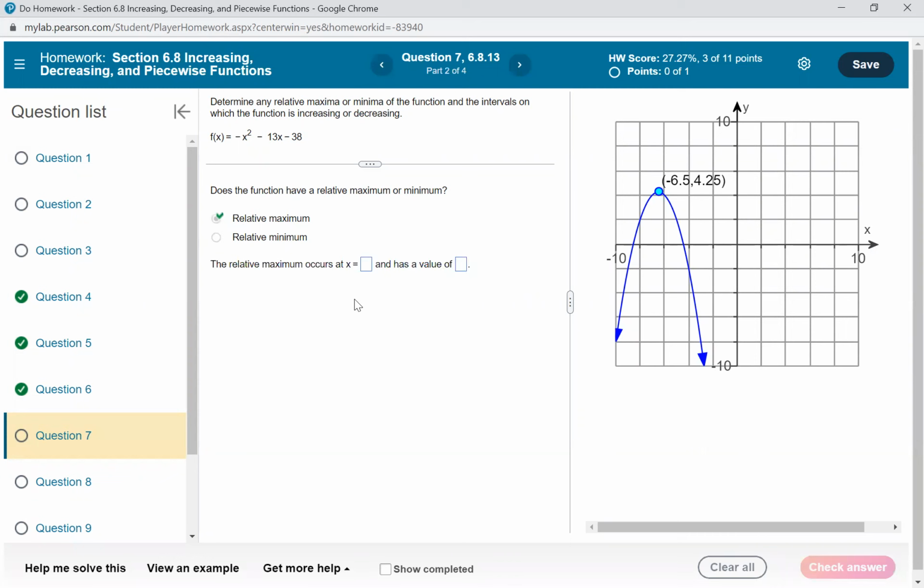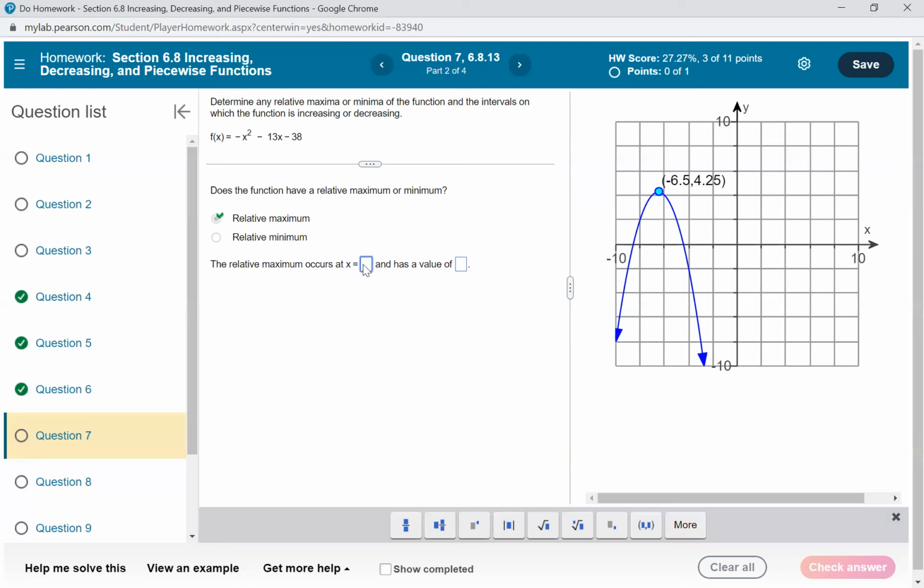So now look at what they're asking. They're saying the relative maximum occurs at x equals what and has a value of what. So we want to know, first of all, the x value of that maximum. And they're giving us that point right there. So the x value would be what? Negative, what is that? Is that 6.5? Yes. Okay. And it has a value of what? So now you want the y value because the y value gives you the values of the graph. And the y value, I can't tell what that is. It looks like a 4 point something. 4.25. There we go. So y'all, you would punch that in.